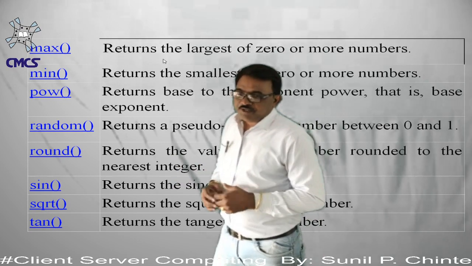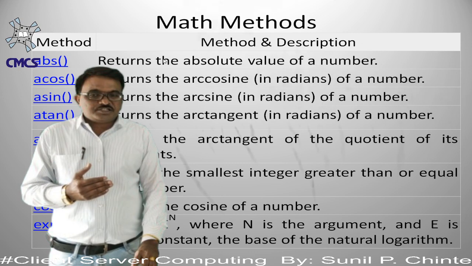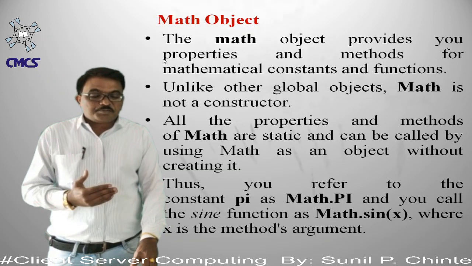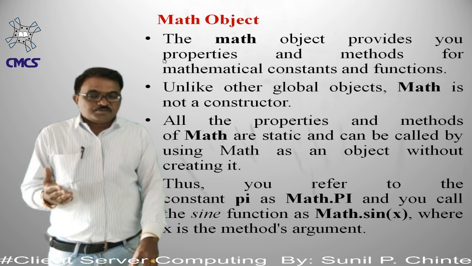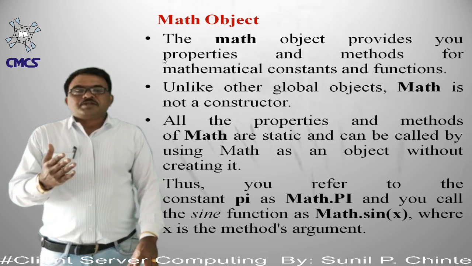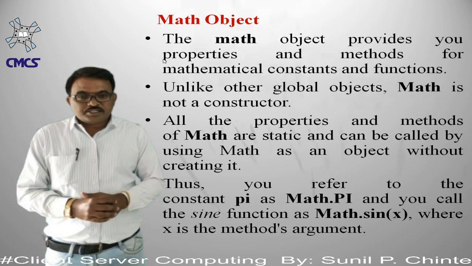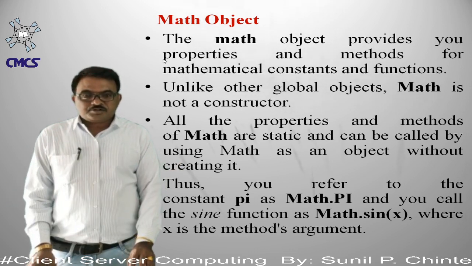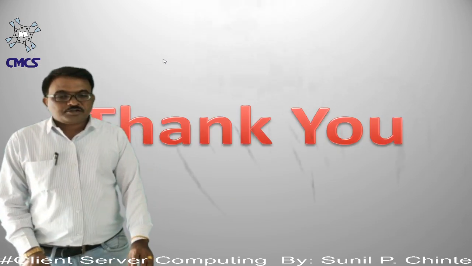So similarly, if you want to perform different operations with math, at that time we can use this math object. So what is the math object? The math object has different methods and properties that can be used, directly by using Math dot, because math members are static and can be called using Math as an object without creating it. There is no need to create the math object. So this is overall about the date and the math object. Thank you.